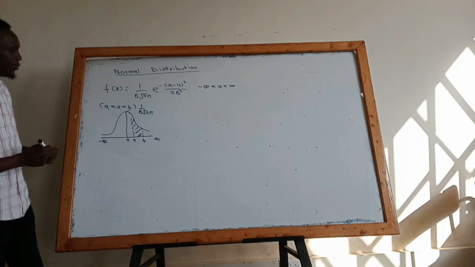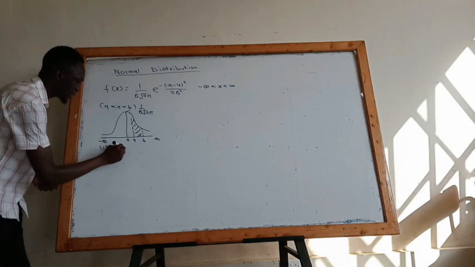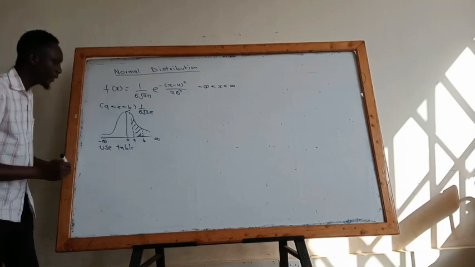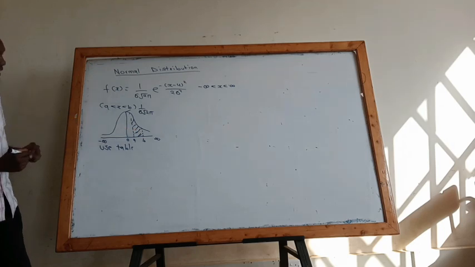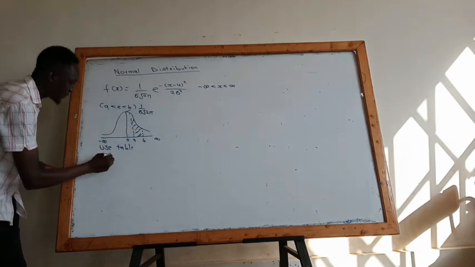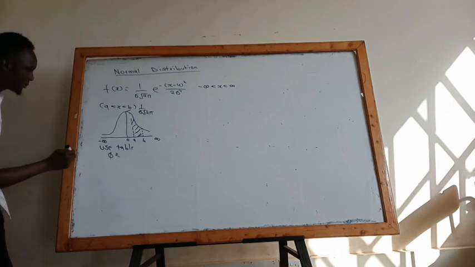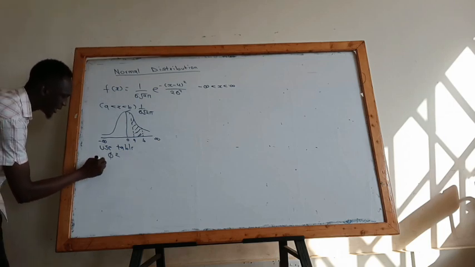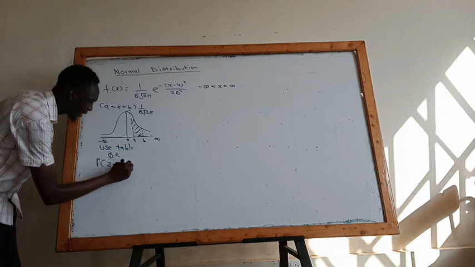That's why we introduce the use of tables. Tables give us the area under the curve as well as the particular value of z, known as phi z. For example, you can be told to find the probability that z is less than 0.5.